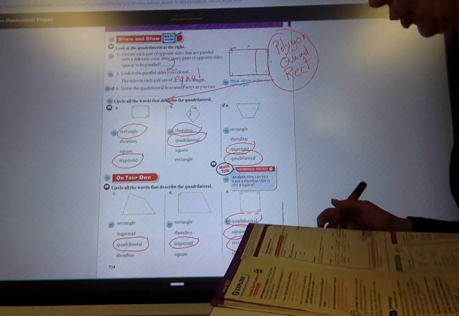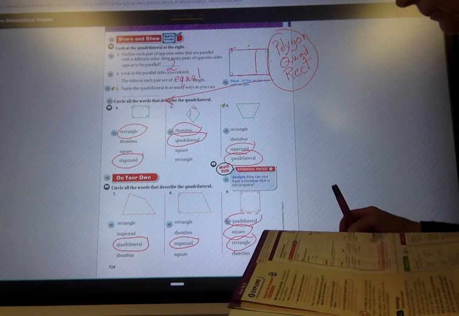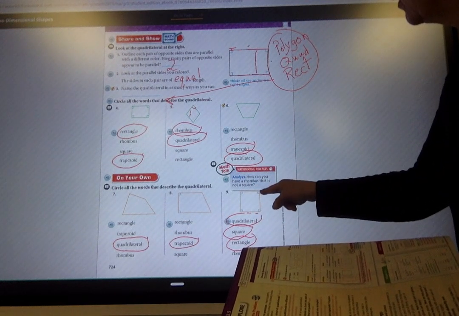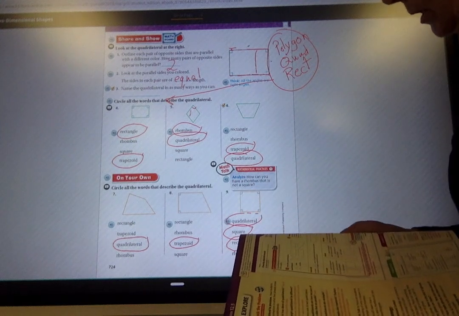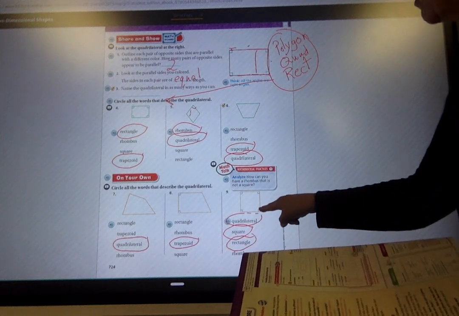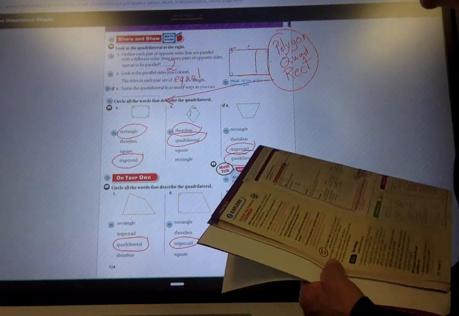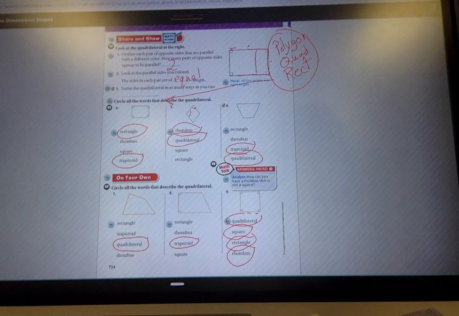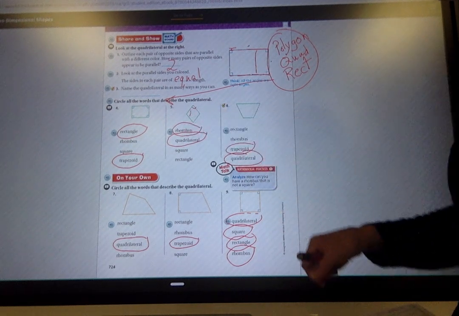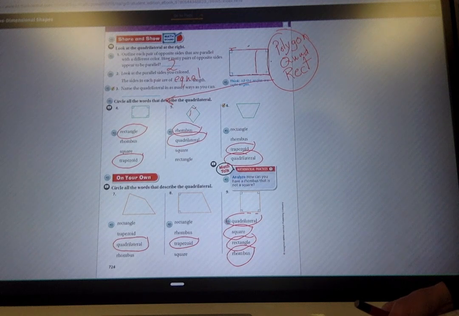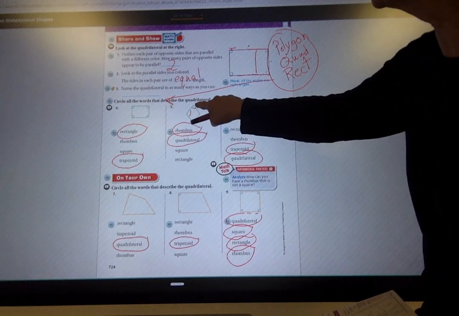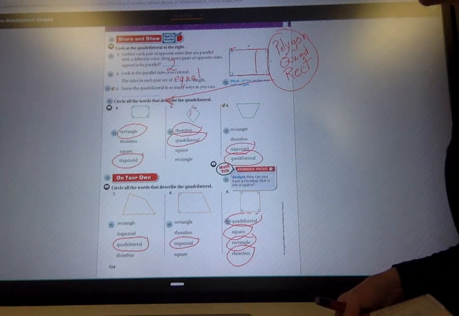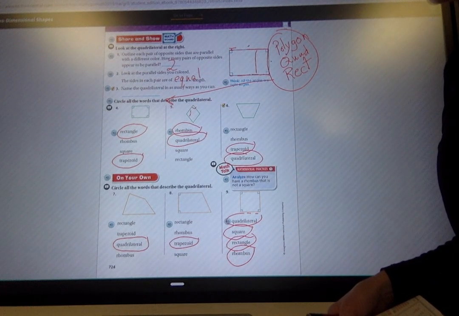Let's look at that again. Two pairs of opposite sides are parallel. This is parallel with this. This is parallel with this. Four sides that are of equal length. They are all equal. It is a rhombus. This was a rhombus too. It has the same length on each side. And this is parallel to this, and this is parallel to this. Doesn't matter about the angles.